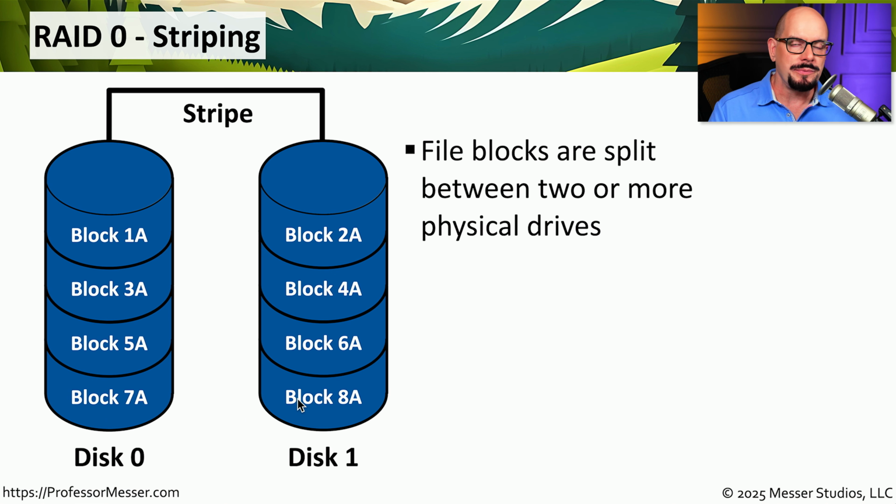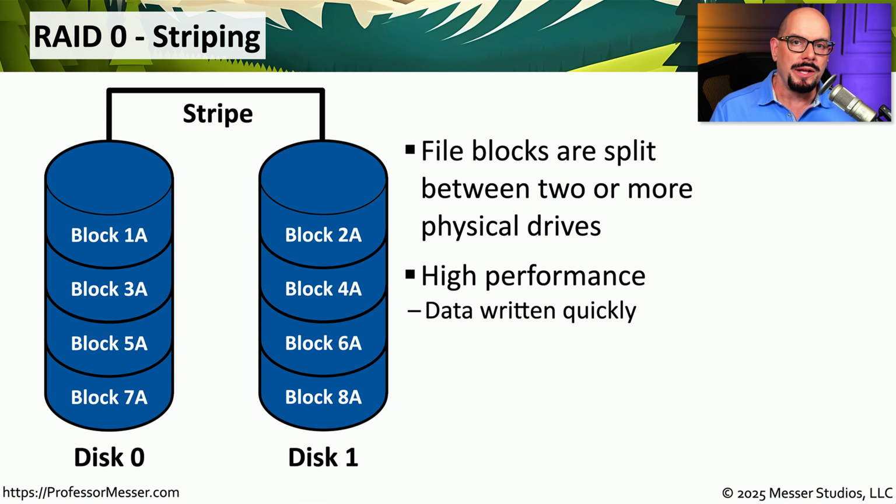Let's start with RAID 0, which we refer to as striping. RAID 0 has at least 2 physical drives, and we'll take the information we're saving to these drives and split it across both of these storage devices. For example, if you have a single file, you could break that file up into 8 different parts, and you would store a part of that file onto each of these drives. For example, you might see one drive with block 1A, another drive with block 2A, back to the first drive with block 3A, and so on.